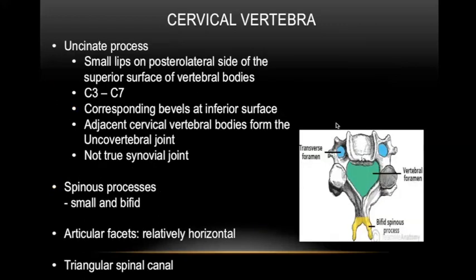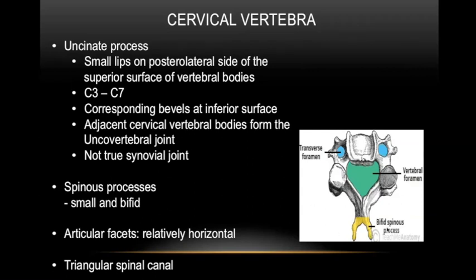All right. And what's interesting about cervical vertebra, you have uncinate process, which is a small lip on the posterolateral side of the superior surface of the vertebral bodies. We're going to see the examples later. And it can usually be seen on C3 to C7 vertebra. And it's not a true synovial joint. It forms the uncovertebral joint. The uncovertebral joint is not a true synovial joint. So it's actually due to degeneration of the disc.